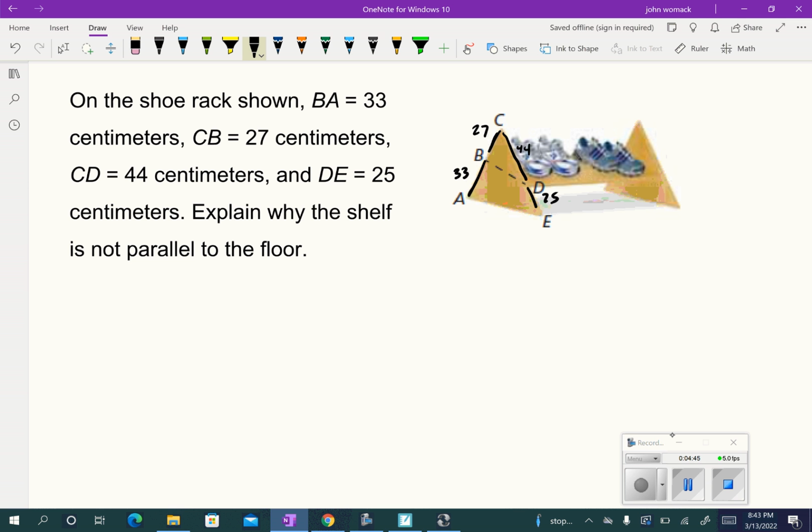What I would do is set up my ratio. If they are parallel, then 27 and 33 have to form the same ratio as 44 to 25. You could simplify those, but we can already see 27 is smaller than 33, and 44 is bigger than 25. They cannot form the same ratio, so they can definitely not be equal. Remember, the converse theorem says if those segments are not proportional, then the sides are not parallel.